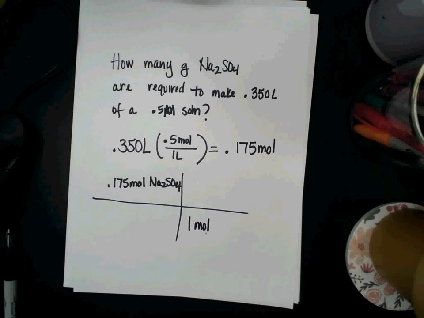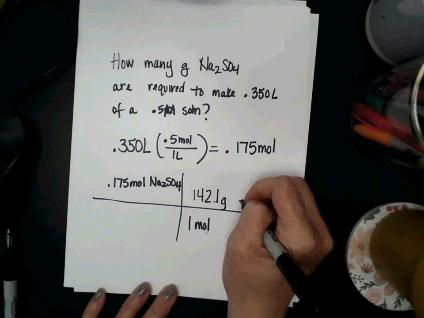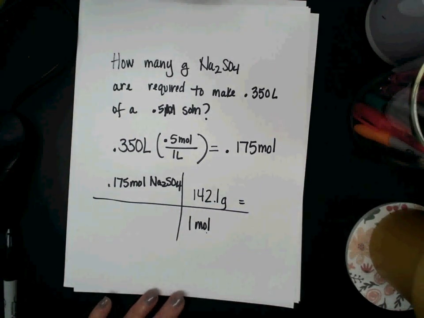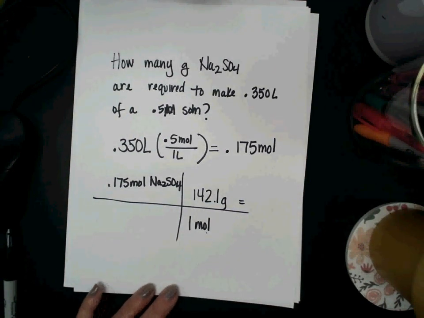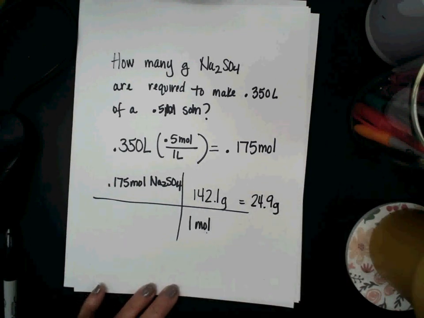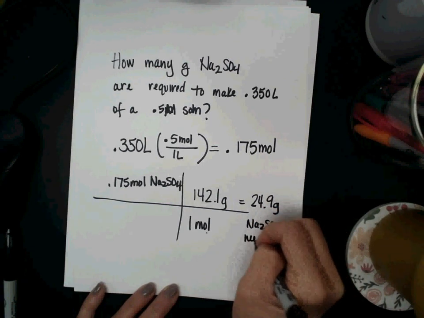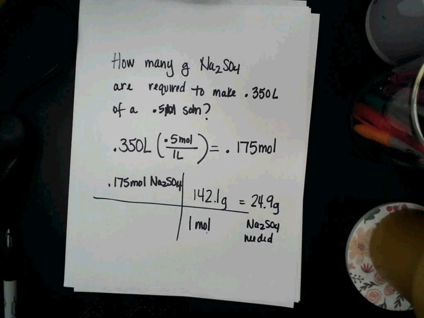Now I can take 0.175 mole Na2SO4, and every 1 mole, I forget what our molar mass was, we figured that out before. 23 times 2 plus, 142.1. Close. So I have 24.9 grams of Na2SO4 are needed.